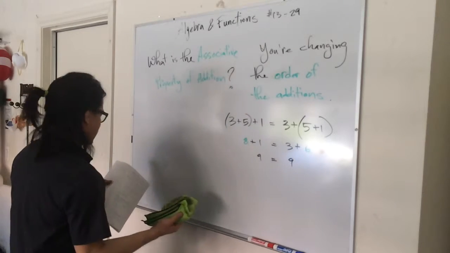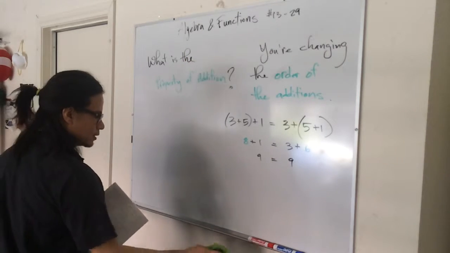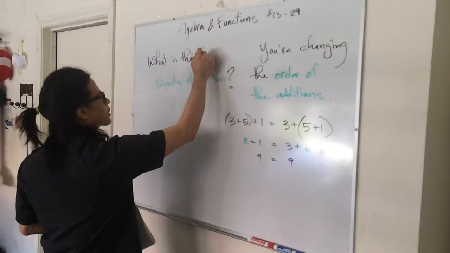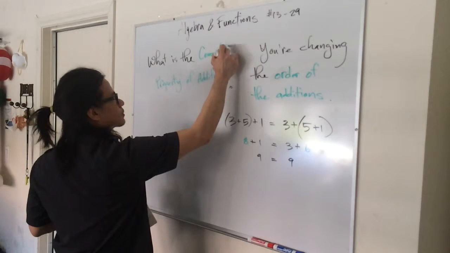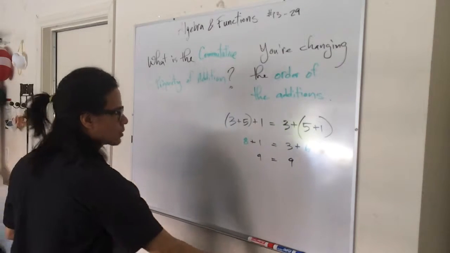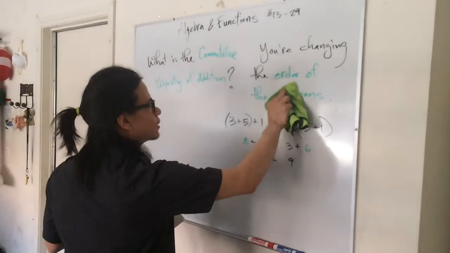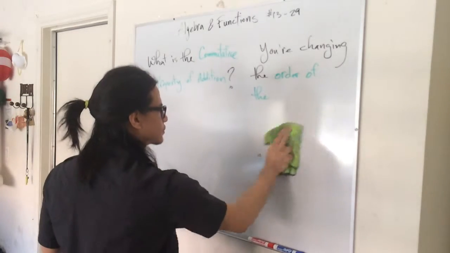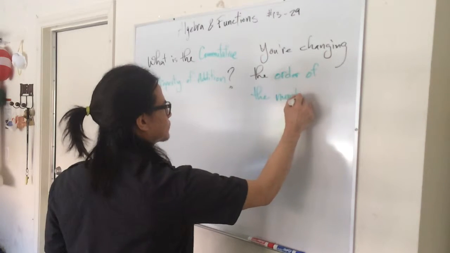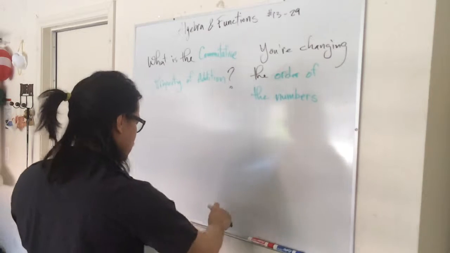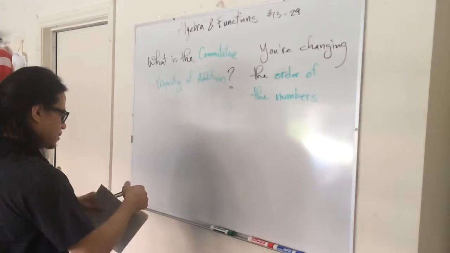Alrighty? So where there's associative, you're going to see what's called the commutative property of addition. Okay. This is where you're changing the order of the numbers. So, as opposed to changing the order of the additions, you're changing the order of the numbers.